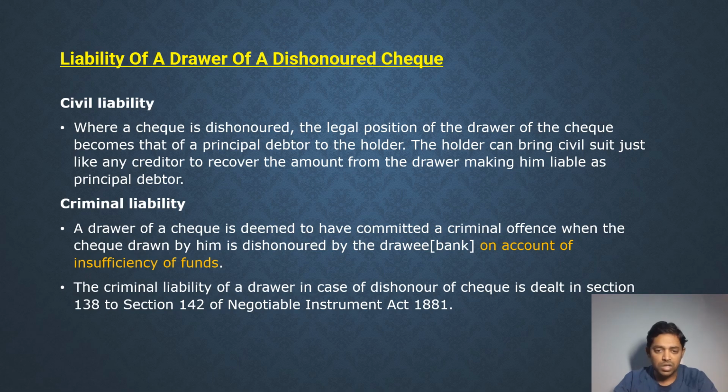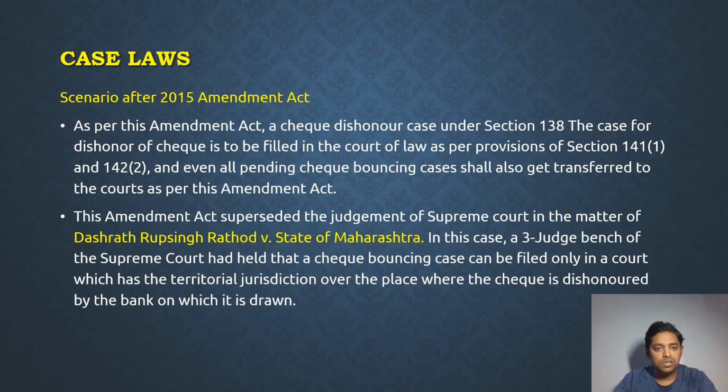A drawer of a check is deemed to have committed a criminal offence when the check drawn by him is dishonored by the drawee, that is the bank, on account of insufficiency of funds. The criminal liability of the drawer in case of dishonor of check is dealt with in Sections 138 to 142 of the Negotiable Instruments Act 1881. Case laws.